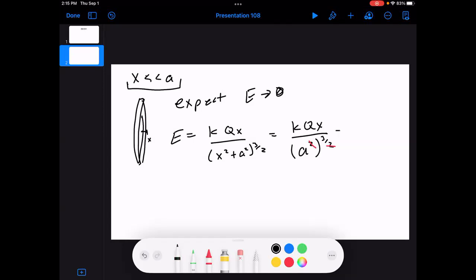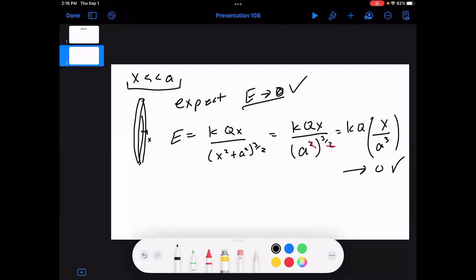Okay, and now we have kQX over A cubed. And so once again, A is very large compared to X. What would X divided by A cubed go to? Zero? Okay, zero is a good answer here, because if you take something very small divided by something very big, you get something that approaches zero. And that is good because that is what we wanted to happen. So that's one limiting case, where A is very large compared to X.